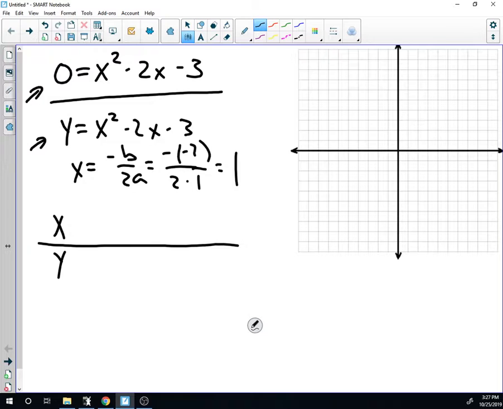My xy table. So I'm going to put that right in the middle. And I'm going to go left and right. If I go to the left of x equals 1, I get to 0. If I go to the left of 0, I get to negative 1. If I go to the right of that, I get 2 and 3.